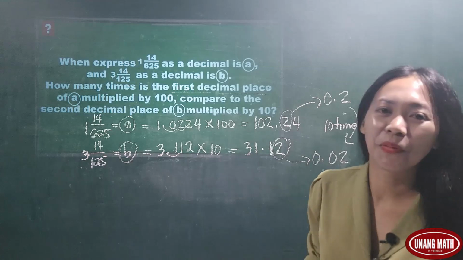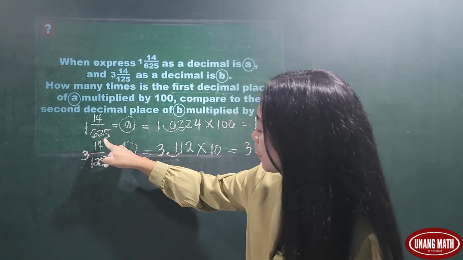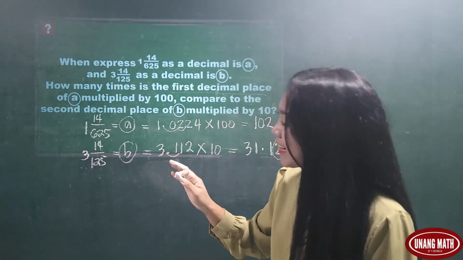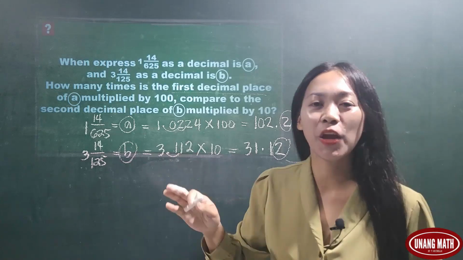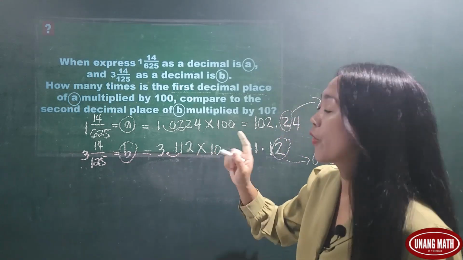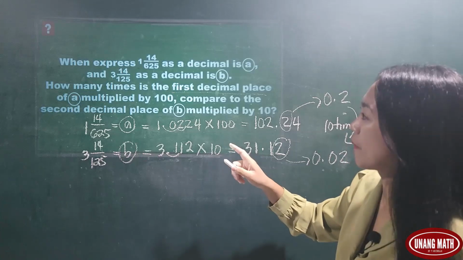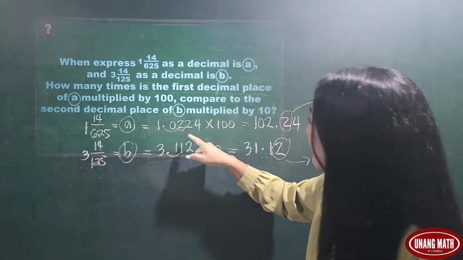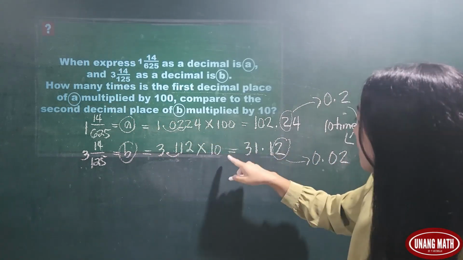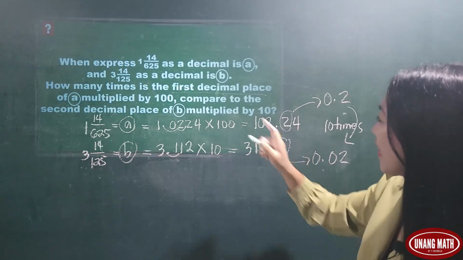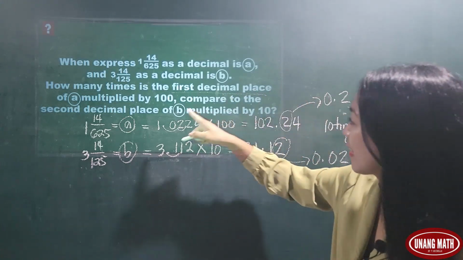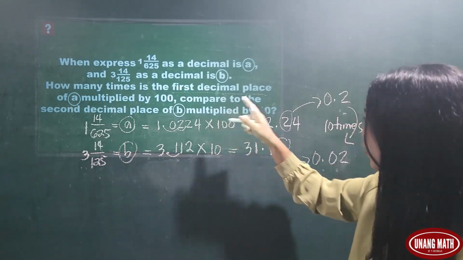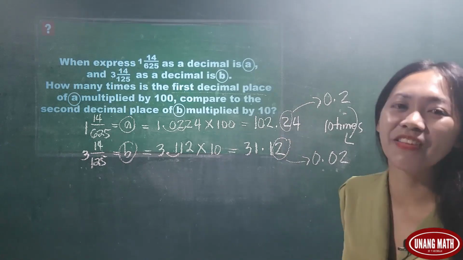So, in this problem, the denominator 625 needs to be made 10,000. And then the fraction needs to be converted into a 4-digit decimal number. Then, we multiply A by 100 and B by 10, so that we can find the first decimal place and the second decimal place, and how many times the first is compared to the second.